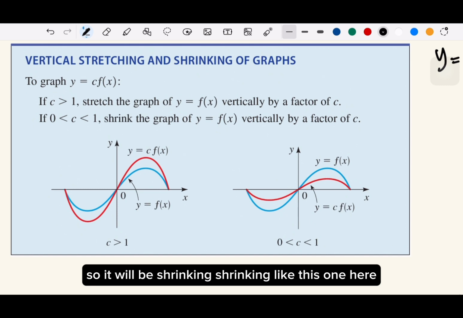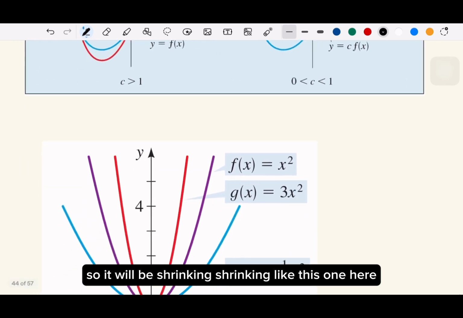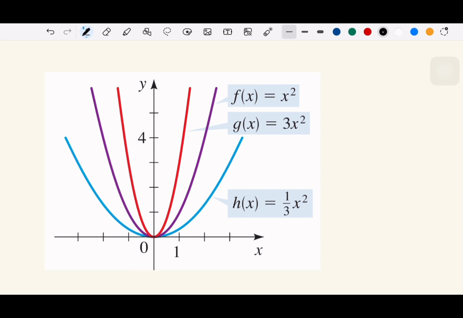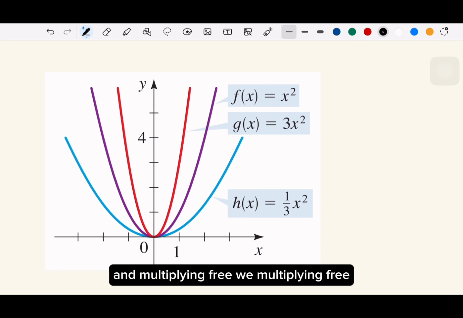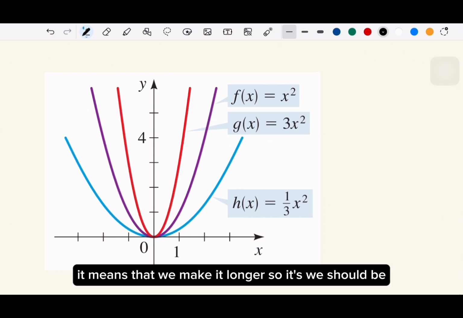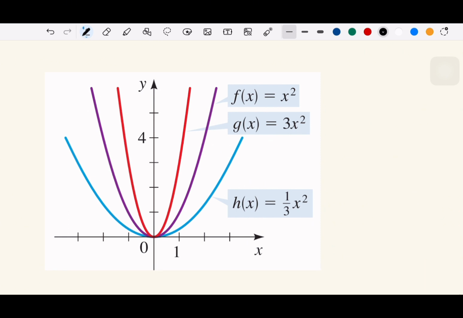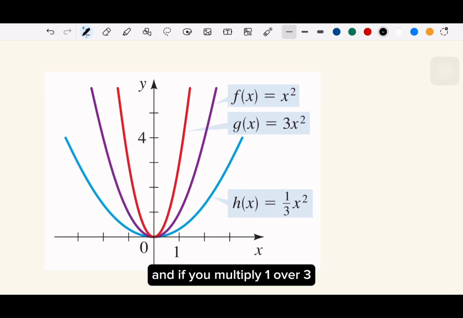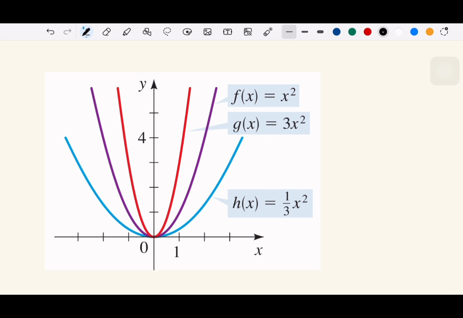So it will be shrinking. Like this one here, we get the x squared, that's our original graph, and we multiply with 3. It means that we make it longer. So you can imagine a stretching with the rubber band. And if you multiply with 1/3, this will be shrinking, okay? Getting lower.